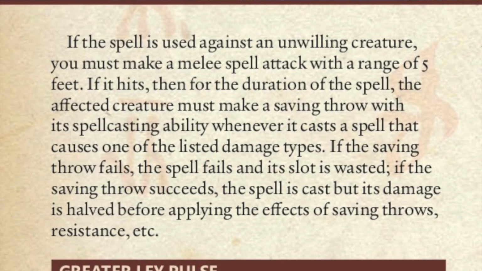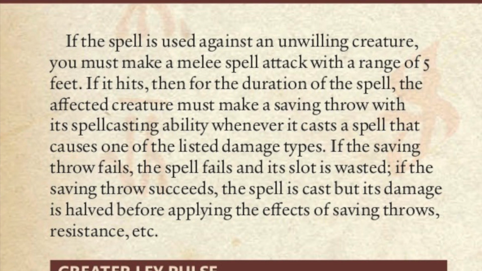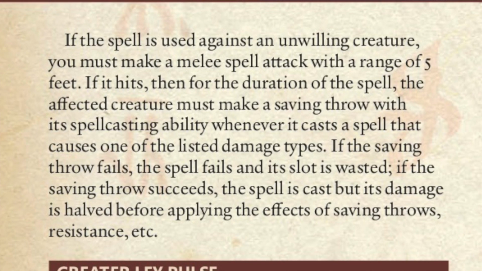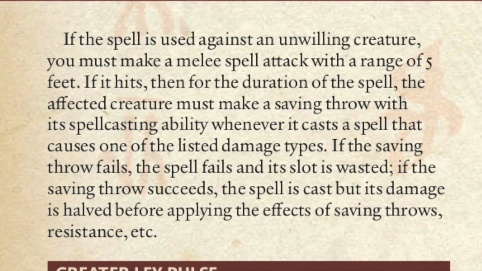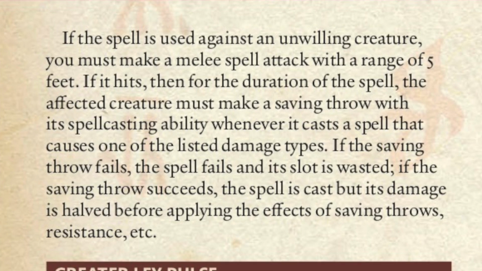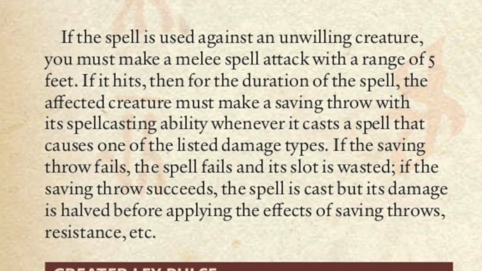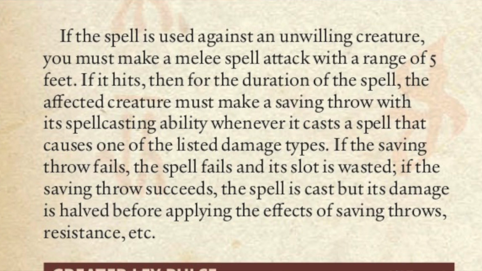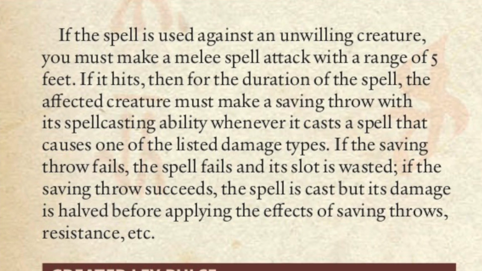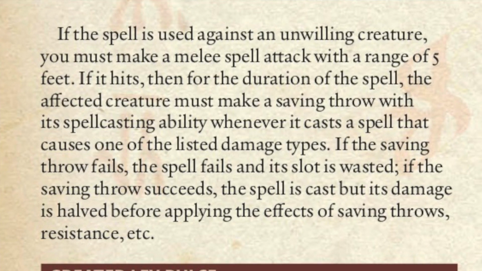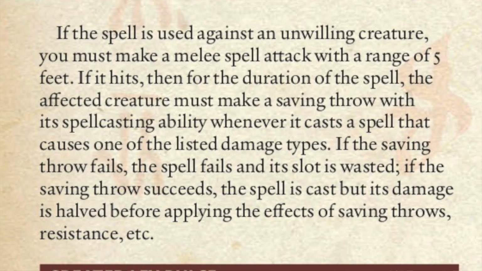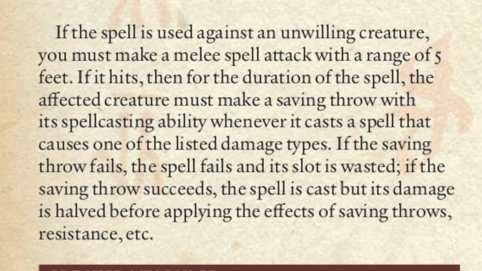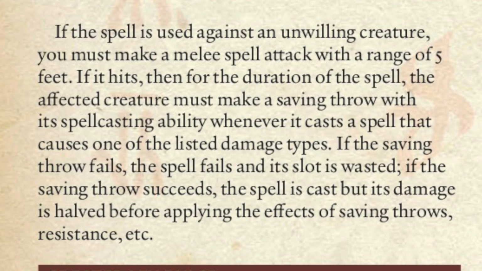So I guess let's look at that. If the spell is used against an unwilling creature, you must make a melee spell attack with a range of 5 feet. If it hits, then for the duration of the spell, the affected creature must make a saving throw with its spellcasting ability, or with your spellcasting ability I guess, whenever it casts a spell that causes one of the listed damage types. If the saving throw fails, the spell fails, and its slot is wasted. If the saving throw succeeds, the spell is cast.